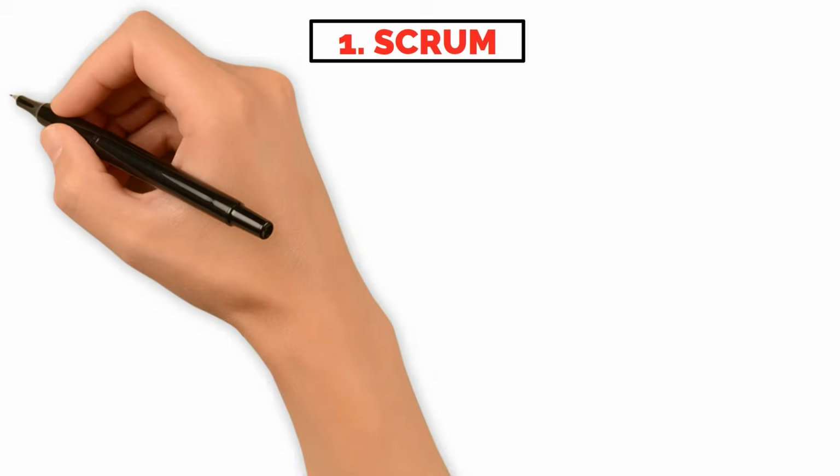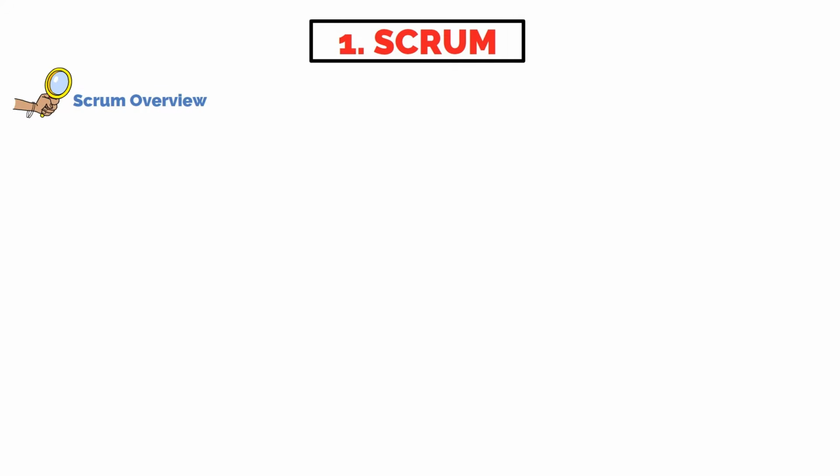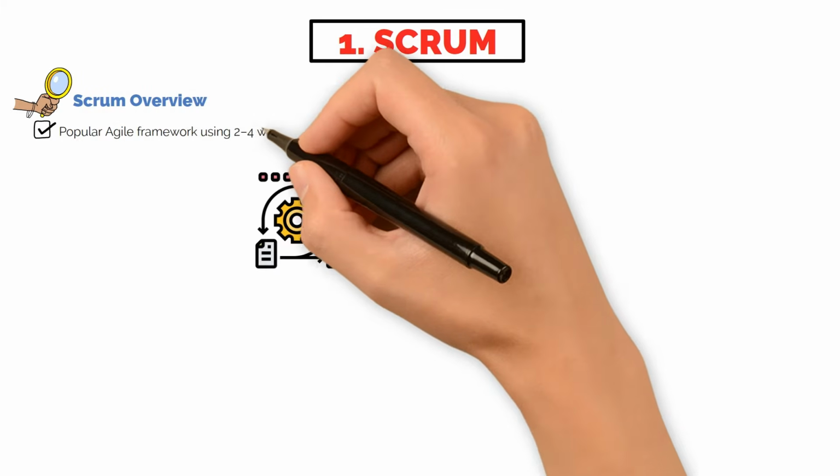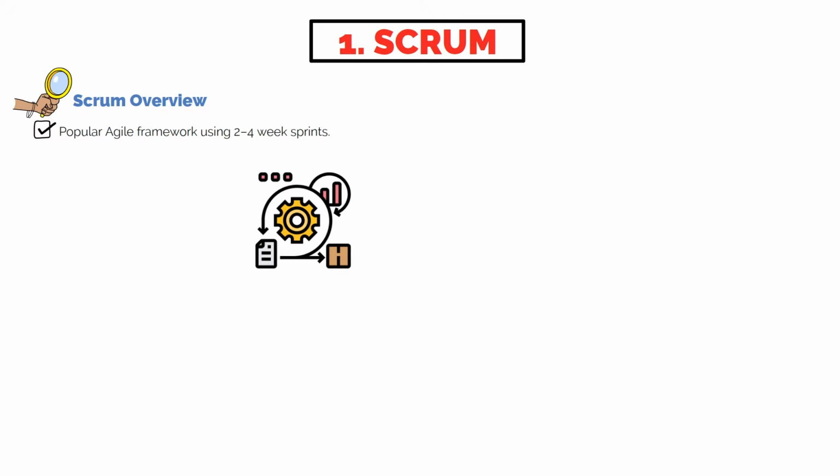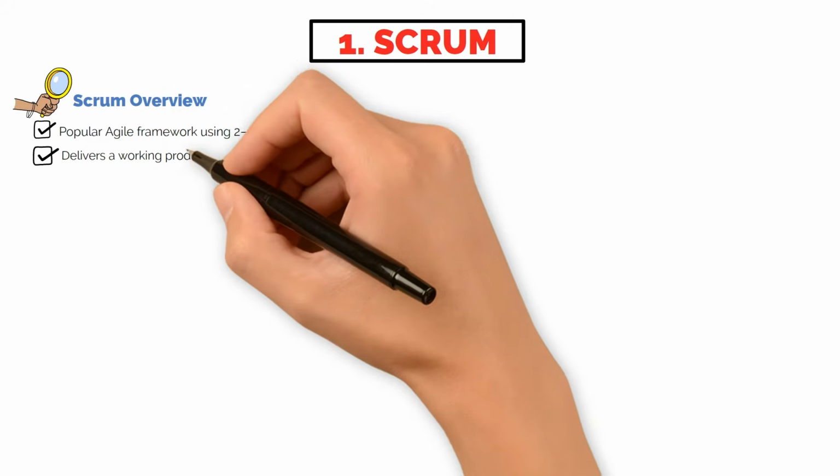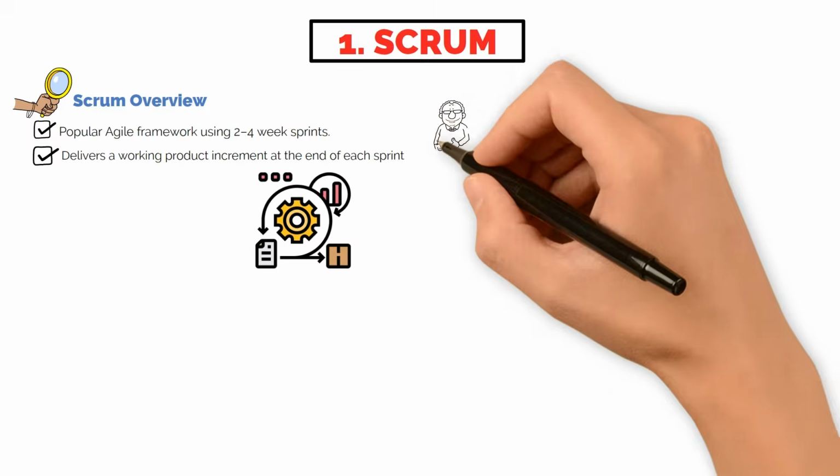Let's begin. 1. Scrum. Scrum is the most widely used Agile framework. It's built around short, time-boxed iterations called sprints, usually lasting between 2 to 4 weeks. At the end of each sprint, the team delivers a working increment of the product.